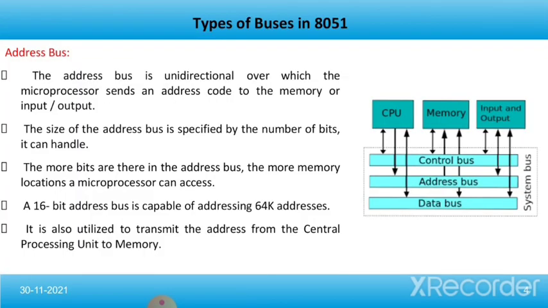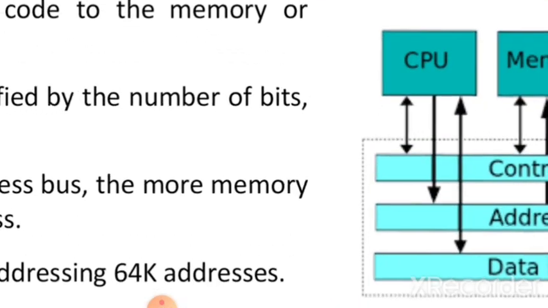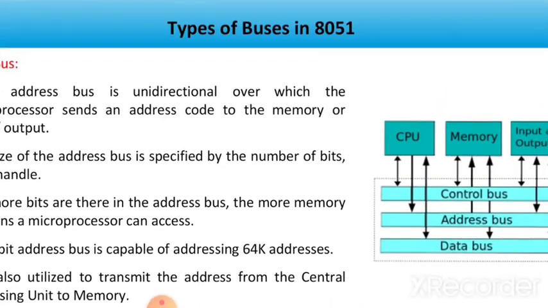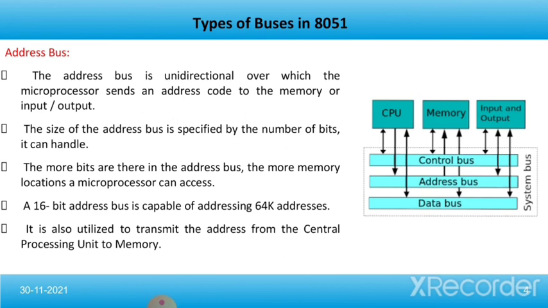Next is the address bus. This address bus is unidirectional, as there is an arrow on one side only. It is unidirectional, over which the microprocessor sends an address code to the memory or input output. The size of the address bus is specified by the number of bits it can handle. If the address bus can handle 16 bits of data, 16 cables are there, so you need 16 cables.